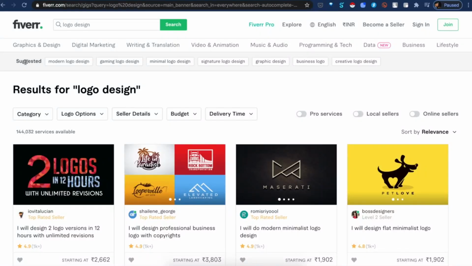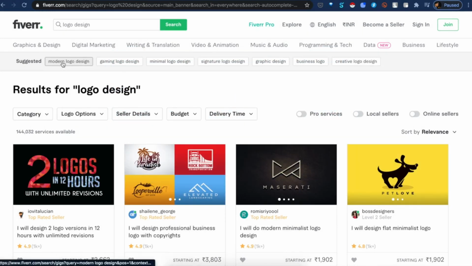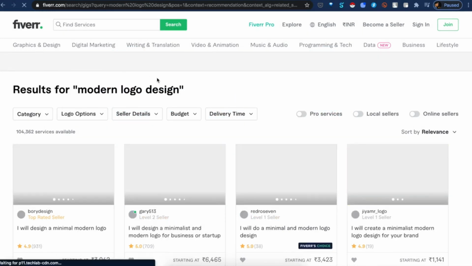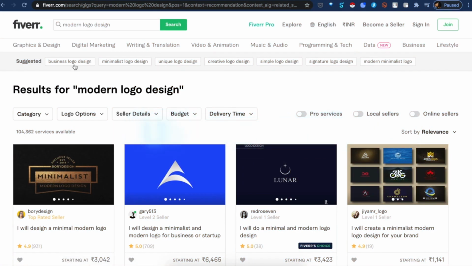Keyword research tools. Utilize keyword research tools to identify potential low competition keywords. Some popular tools include Google Keyword Planner, Ubersuggest, and keywordtool.io. Answer the Public helps you to find out questions and topics people are searching for.